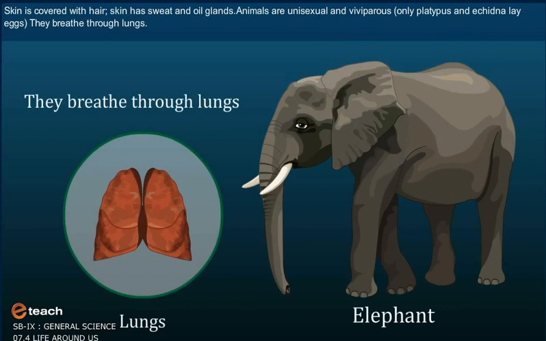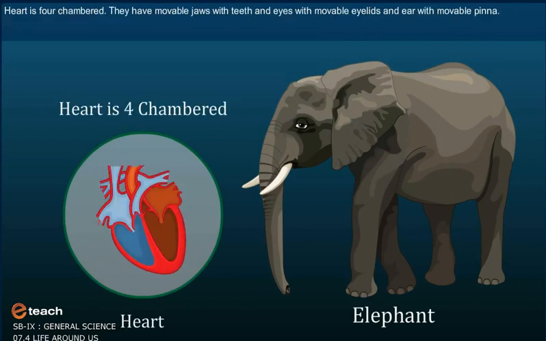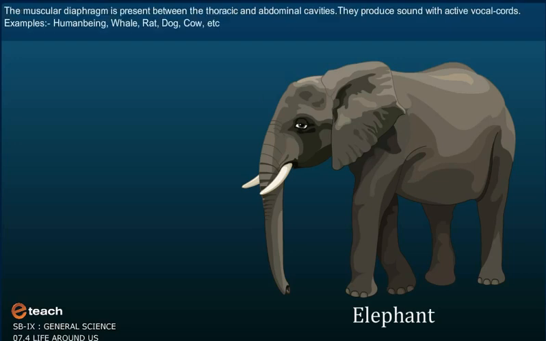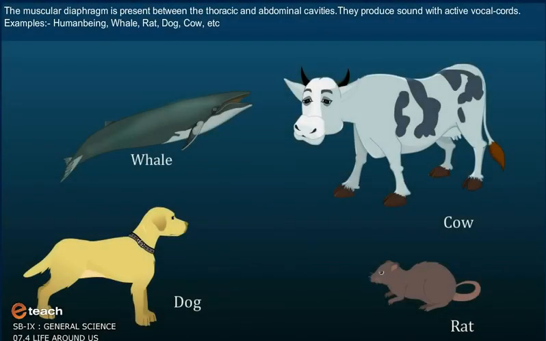They breathe through lungs. The heart is 4-chambered. They have movable jaws with teeth, and eyes with movable eyelids, and ears with movable pinna. A muscular diaphragm is present between the thoracic and abdominal cavity. They produce sound with active vocal cords. For example, human being, whale, bat, dog, cow, etc.